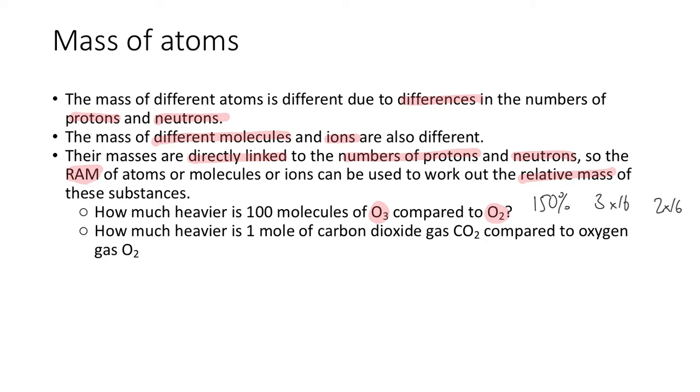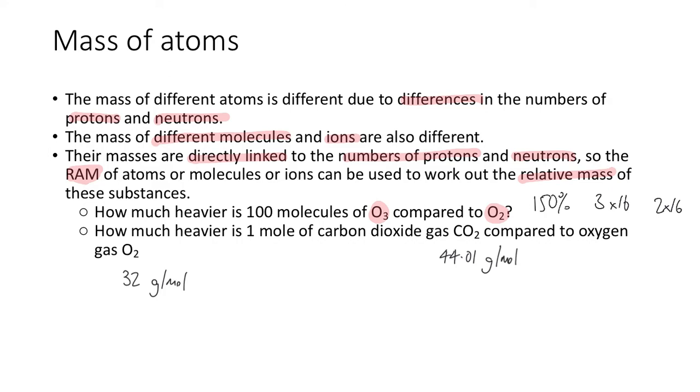So what about carbon dioxide and oxygen? Well, carbon dioxide has a relative molecular mass of 44.01 grams per mole. That's its molar mass. And oxygen gas only has one of 32 grams per mole. And so therefore it's going to be roughly 25% bigger, roughly.